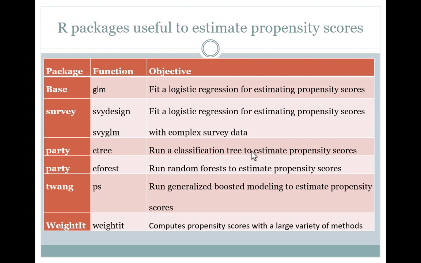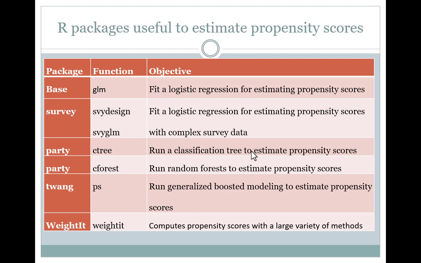To finalize, here are some packages that can be used in R to estimate propensity scores. Logistic regression can be done with the GLM function that comes with the base package in R. However, if you have sampling weights, you don't want to use GLM for logistic regression. You want to use a package that properly uses sampling weights in the estimation of logistic regression. A package that is very good at that is the survey package, and you would use a combination of svydesign and svyglm to estimate propensity scores.